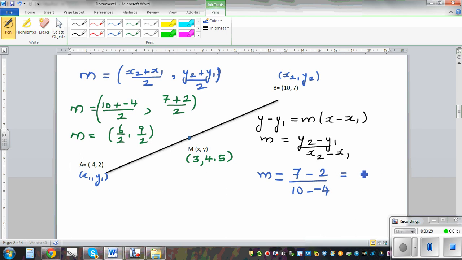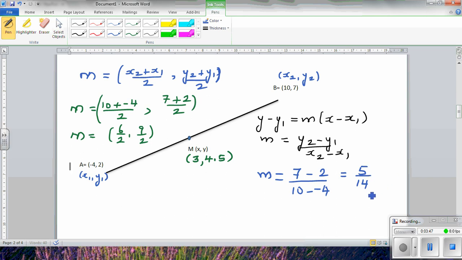So 7 take away 2 is 5, divided by 14. 5 divided by 14. Let's leave it like this, 5 divided by 14, you can write it as a decimal, I'm not bothered. Now let's apply this in this formula. Let me use a different color. Now, you know y1 and x1, you know m, so let's substitute.